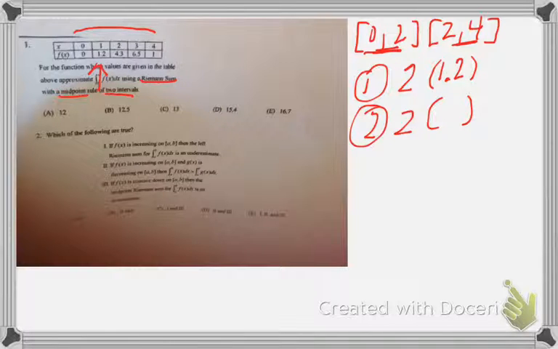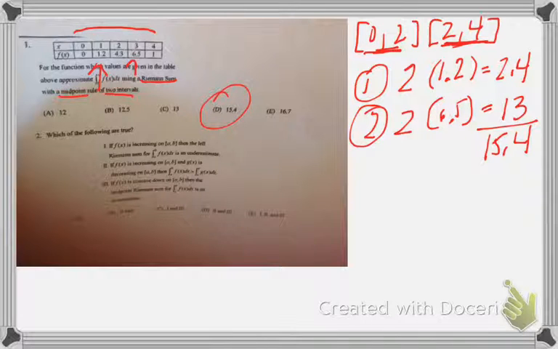Okay, and for the second one, we're looking at the midpoint between 2 and 4, which would be 3. So we're going to look at the table here, and we see that we get 6.5. There should be a point here. There it goes. Okay, so what are we going to get here? 2.4 and 13. If you add those together, you're going to get 15.4, and that is choice D.